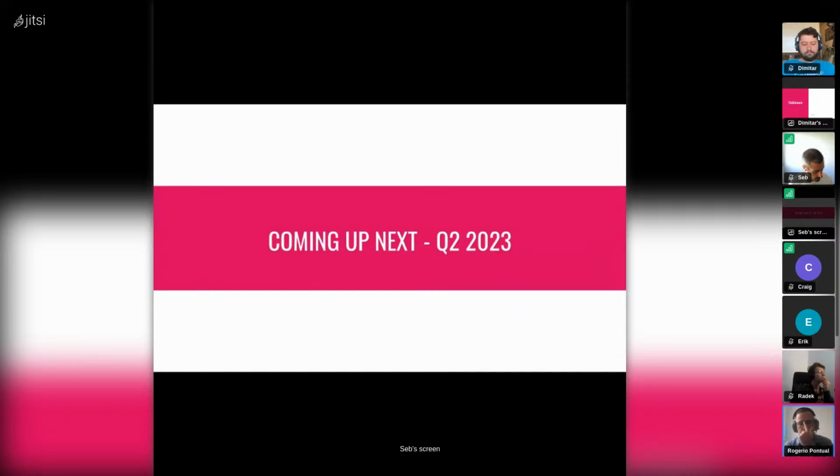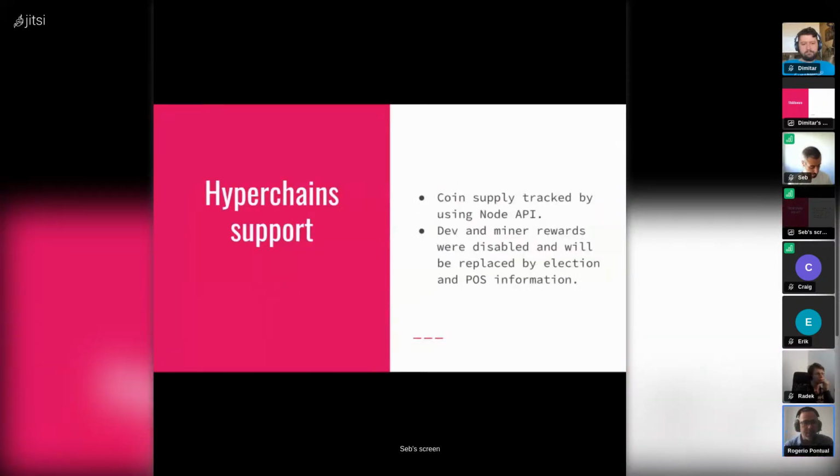So coming next, what we're gonna implement, this will be exciting. There will be lots of interesting work to do in regards to hyperchains, to track the coin supplies, and the dev and mine rewards were disabled already because it works differently on hyperchains. And we're gonna expose some information in regards to the election, to the commitments, and POS information as well.